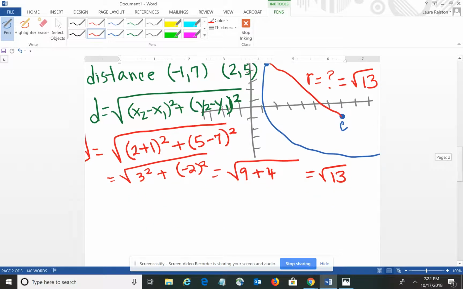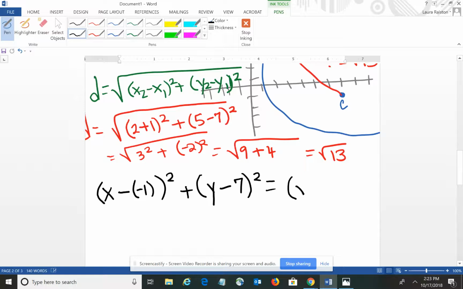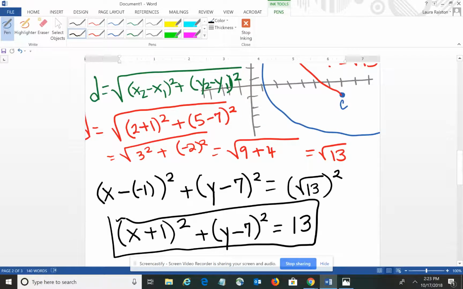So using the radius that I just calculated and the center that I was given, I can now write the equation of my circle, because I would have x minus negative 1 squared plus y minus 7 squared equals the square root of 13 squared. So simplifying that, I end up with x plus 1 squared plus y minus 7 squared. Remember, squaring and square root are inverses. They will cancel one another off, so it's 13. So the answer is x plus 1 squared added to y minus 7 squared equals 13.